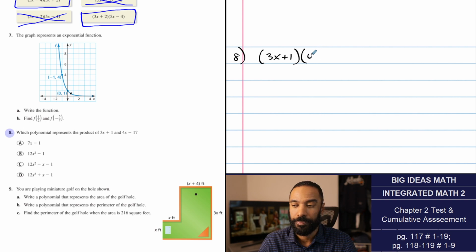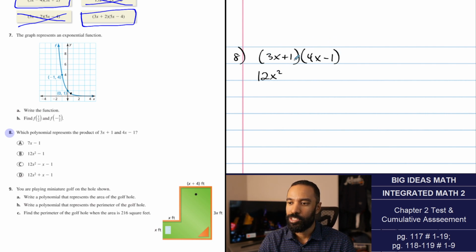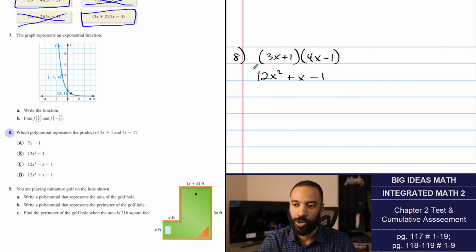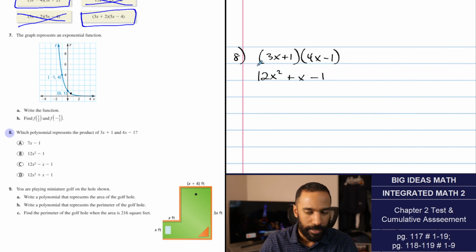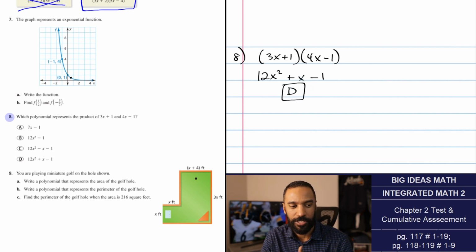This would be out of section 2.2. So we FOIL this thing out. We get 12x squared minus 3x plus 4x is plus 1x, and then minus 1. So which one is that? D. They sure like option D as an answer.